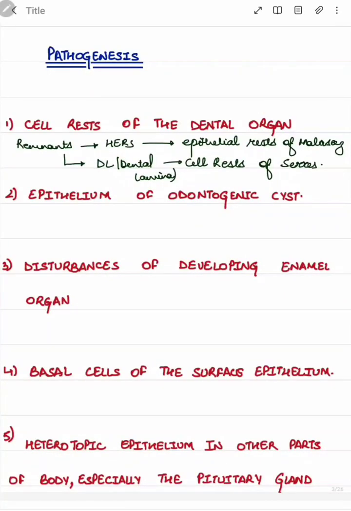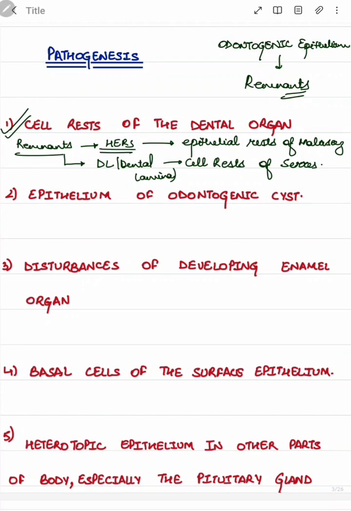The pathogenesis of ameloblastoma. So ameloblastoma can arise from the odontogenic epithelium. So firstly, what is odontogenic epithelium? The epithelium that is giving rise to the tooth structure basically. So its remnants can give rise to the ameloblastoma. So the first point is cell rest of the dental organ. So the remnants of the Hertwig's epithelial root sheath, which is also known as epithelial rest of Malassez, or the remnants of the dental lamina, which is known as cell rest of Serres, may develop into ameloblastoma later on.